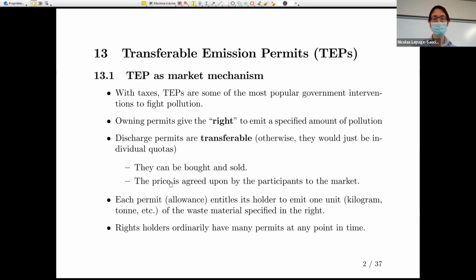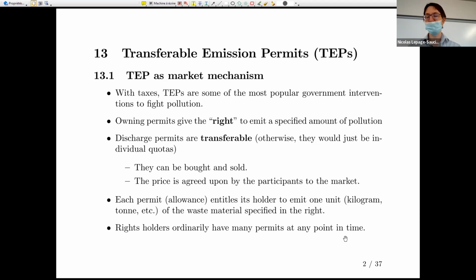So they can be bought and sold, and the price is agreed upon by the participants on the market. And of course, at the end of the day, we hope that the market is competitive and that the equilibrium price is a price that brings efficiency in the situation. Each permit is also called an allowance. It entitles its holder to emit 1 unit, say a kilogram or a ton of waste material, as specified in the right. So you can have permits for different things, permits for carbon emission, for anything like that. And of course, if you want to emit a certain amount, then you need to buy as many permits as needed to emit at that point in time.